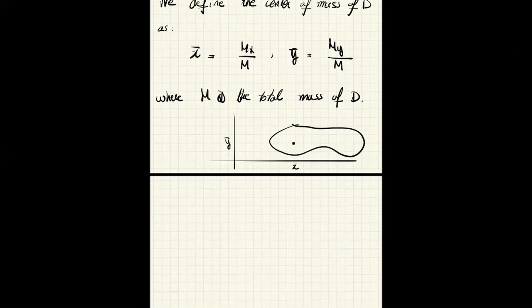Okay, let me do a quick, very simple example. You have this triangular region, and here we have (1, 0), and here we have (0, 2).